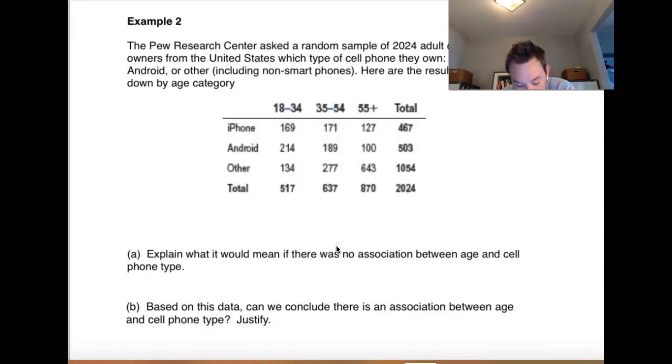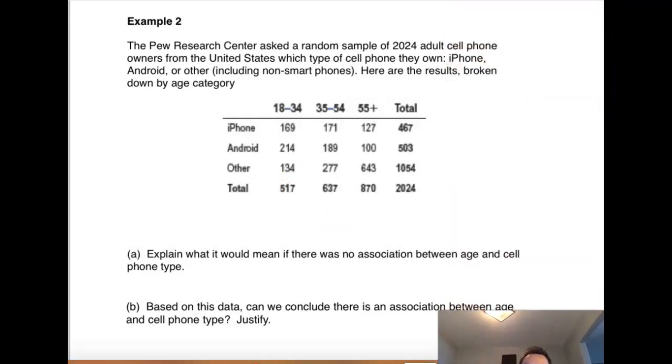All right, so let's do one more example. The Pew Research Center asked a random sample of 2024 adult phone owners from the United States which type of cell phone they own: iPhone, Android, or other. Here are the results broken down by age category. Explain what it would mean if there was no association between age and cell phone type. What I said is we would expect roughly the same conditional distributions across age.